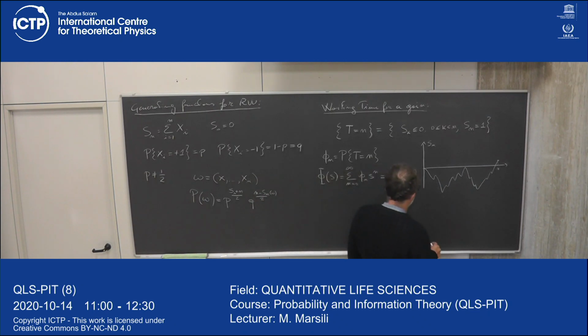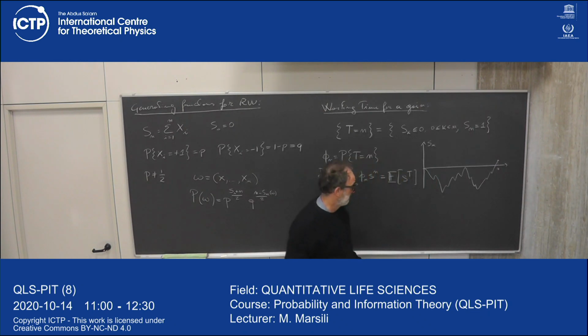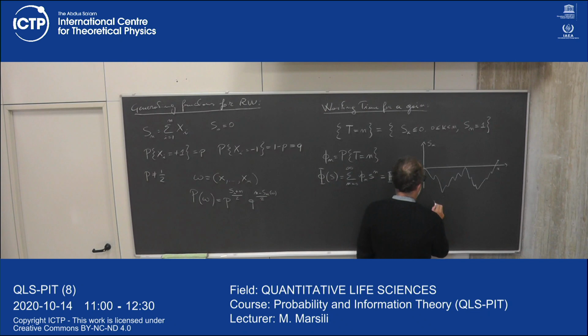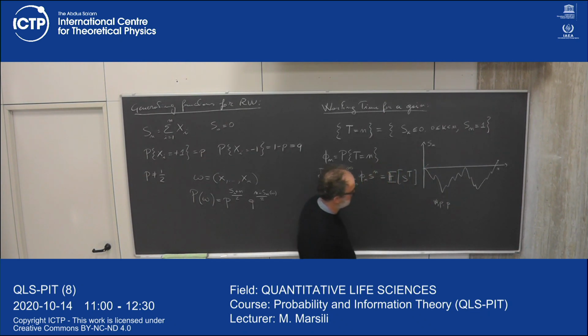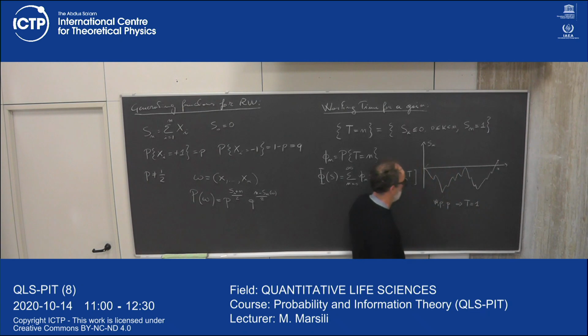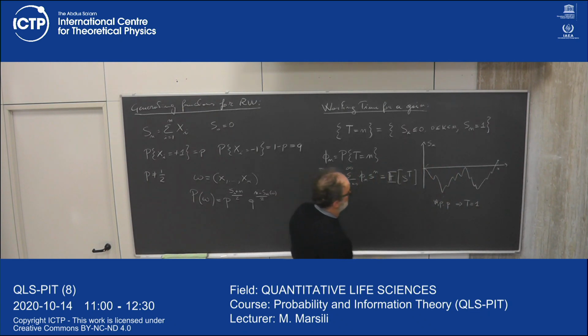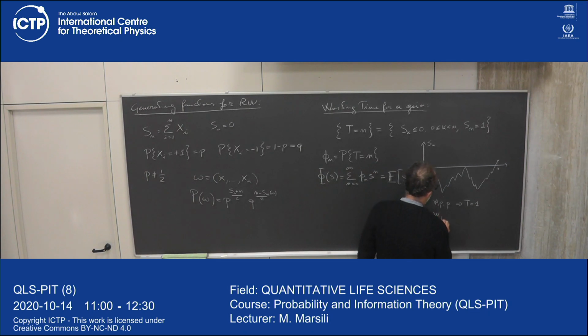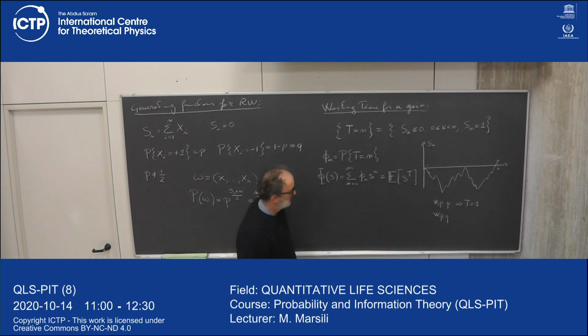So let's analyze what happens at the first step. With probability p, the first step goes in the positive direction. So you have a gain just at T equal to 1, and the time you have to wait is exactly 1. Then what happens with probability q? With probability q, instead, you go down by 1 step.